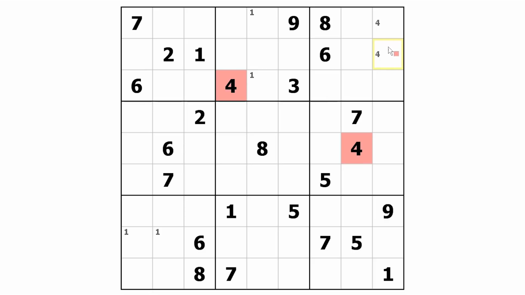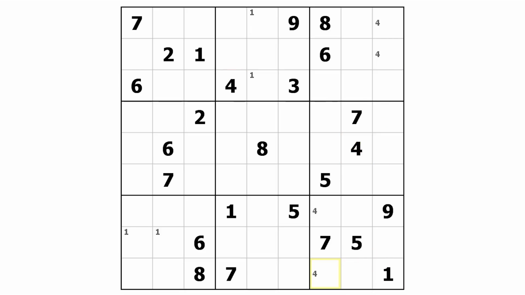Now one of these 2 4s has to be true, so there can't be a 4 anywhere else in column 9, and that means down here in block 9 we can put a conjugate pair of 4s in these 2 cells, because this 4 and these 2 4s up here block those 2 columns, column 8 and column 9.